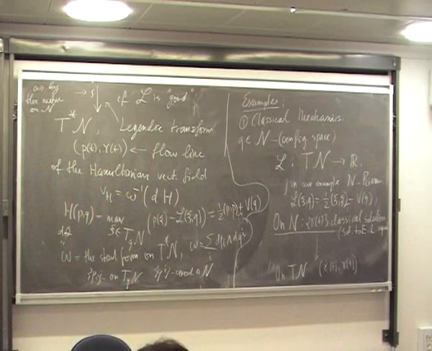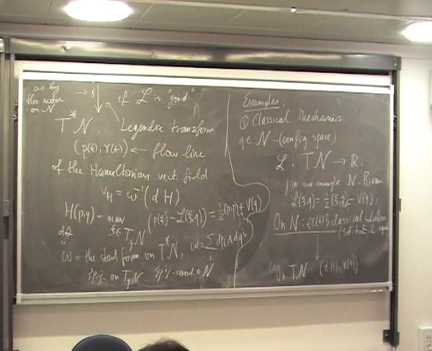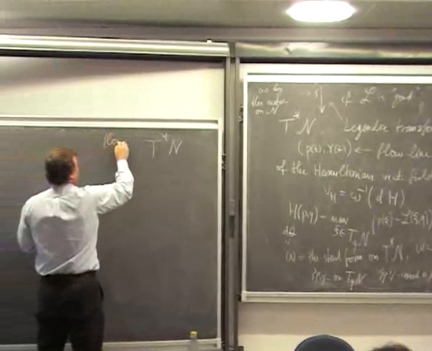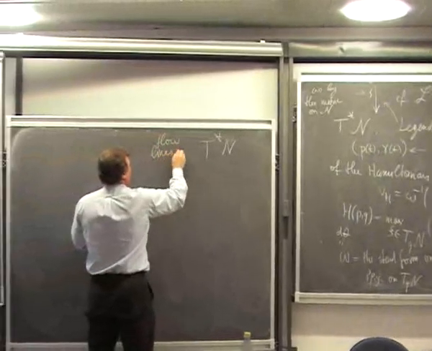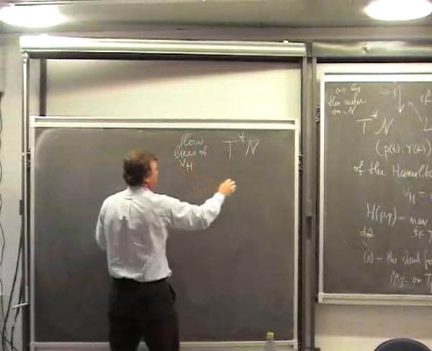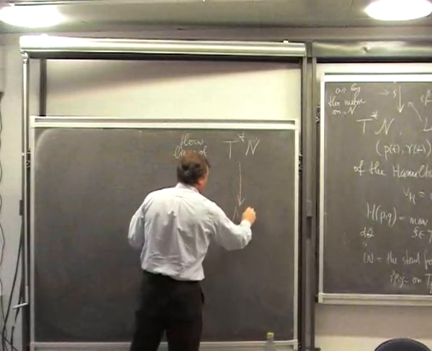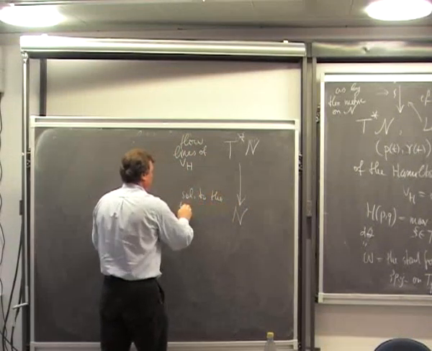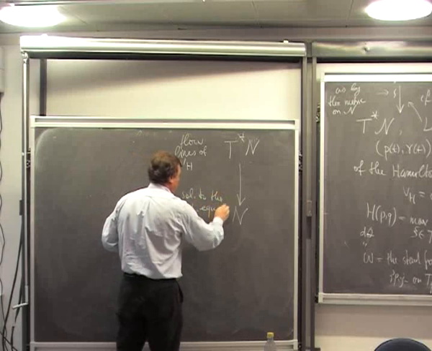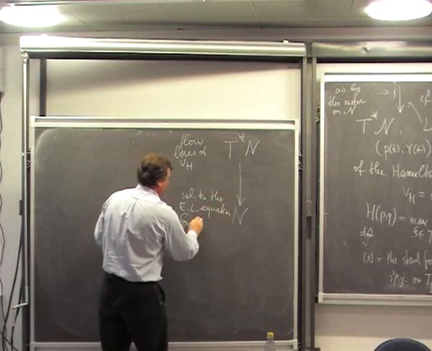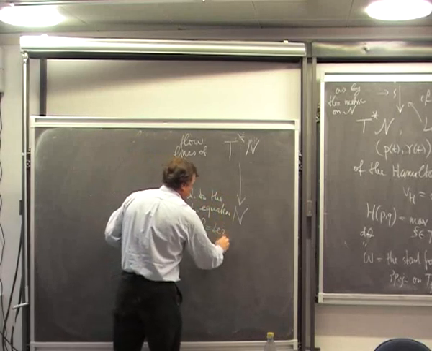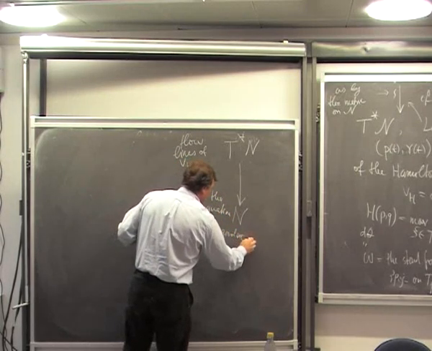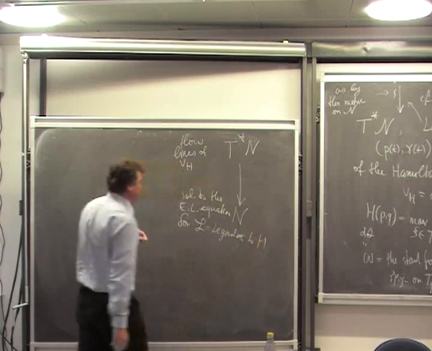So on T star N we have the flow lines of VH, and they project to solutions to the Euler-Lagrange equations for L given by the inverse Legendre transform of H.